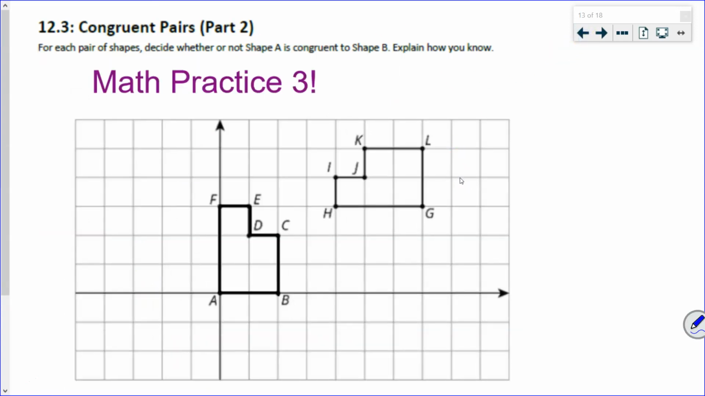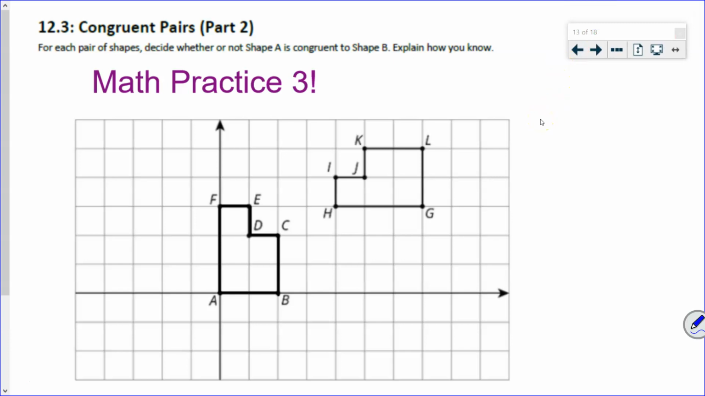I am going to construct a viable argument. That's math practice 3. You guys are going to listen to critique my reasoning to see how I do. Okay? And what I'm going to say is this. I'm going to take A, B, C, D, E, F, and I'm going to rotate it 90 degrees clockwise. And let's say around point F. And then I'm going to translate it 1, 2, 3, 4 units to the right. Is that going to work?